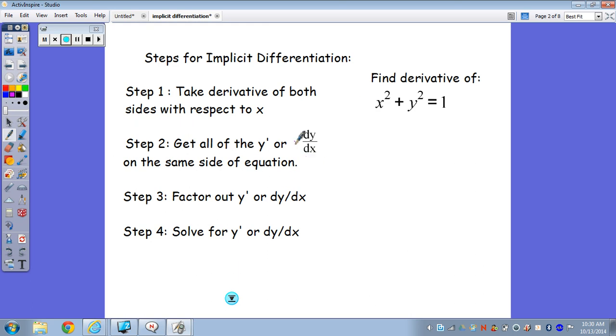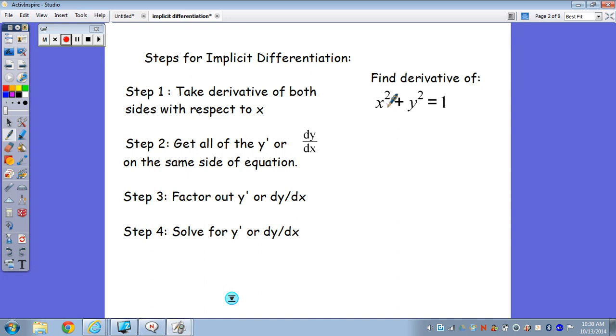So we're going to do these 4 steps whenever we have an implicit function that we can't necessarily solve for y, or it takes too much time to solve for y. In this case, we have x squared plus y squared equals 1. Step 1 is to take the derivative of both sides with respect to x.